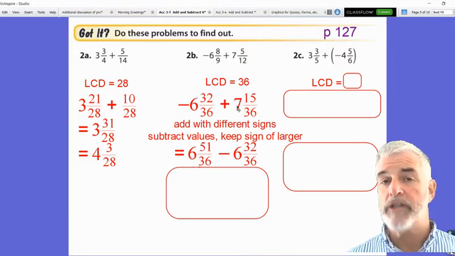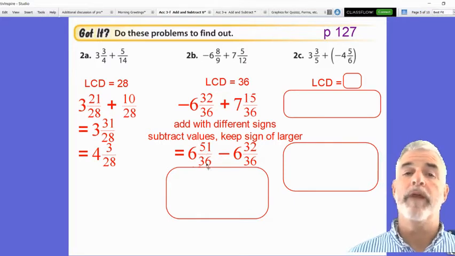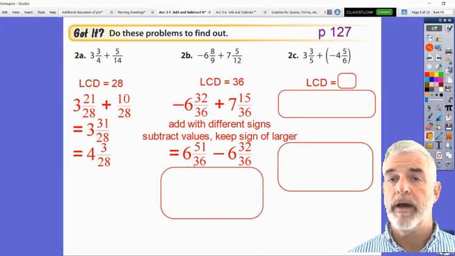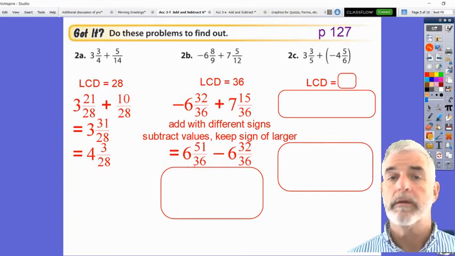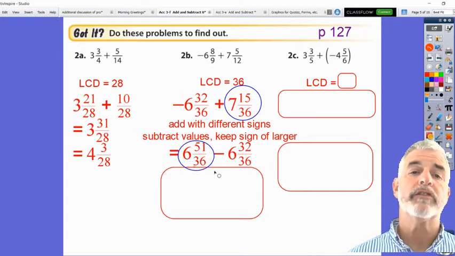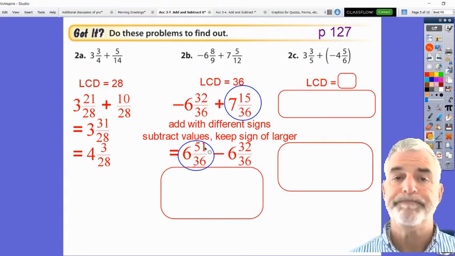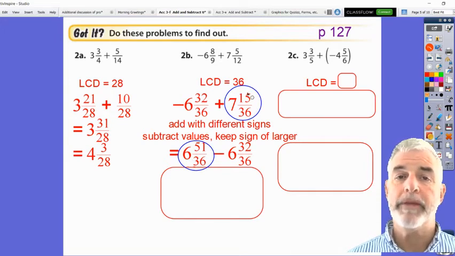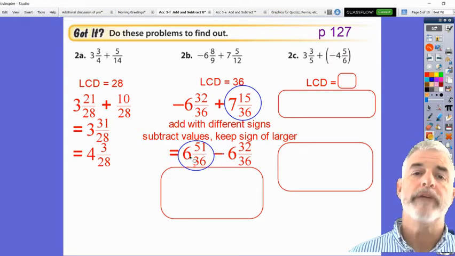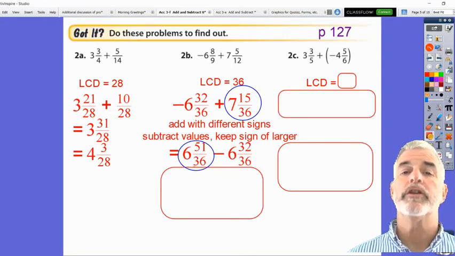So I'm going to regroup this 7 and 15/36. I'm going to change this to 6 and add 36 to this. 6 and 51/36. Right? These two values are equivalent. This one, 7 and 15/36, and 6 and 51/36. They are equal. This is the regrouping. Okay? And I had to do that because I couldn't do 15 minus 32, which is what I would have had to do.